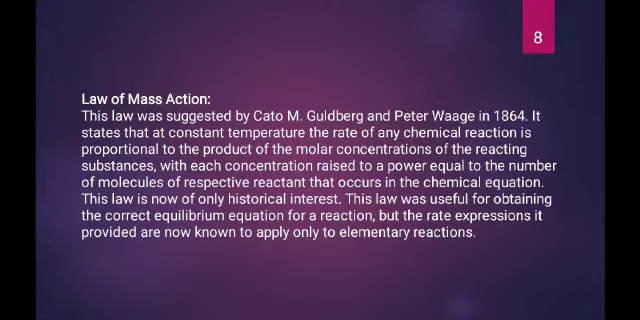Law of mass action. This law was suggested by Cato M. Guldberg and Peter Waage in 1864. It states that at constant temperature, the rate of any chemical reaction is proportional to the product of the molar concentration of reacting substances. That means the rate is directly proportional to the concentration of the reactants.